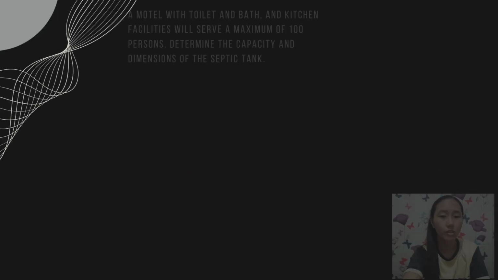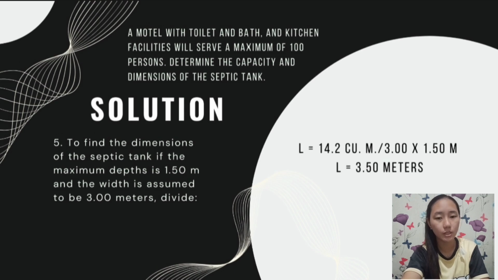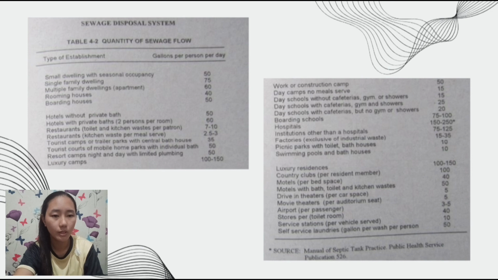To find the dimensions of the septic tank, if the maximum depth is 1.50 meters and the width is assumed to be 3.0 meters, we use the formula from earlier, volume over width times depth. So, 14.2 cubic meters divided by 3.0 width times 1.50 meters depth. So, it equals 3.50 meters. This is the table I mentioned earlier. Sewage disposal system 4.2.